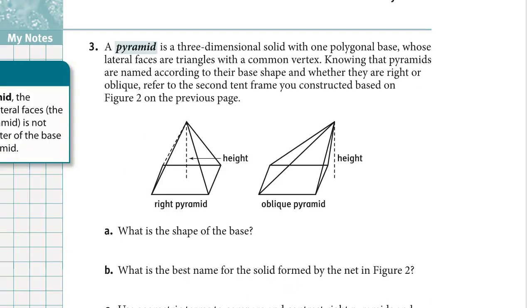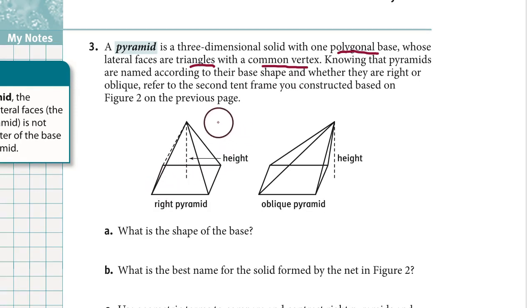The second net from the other page of this packet folds up into a pyramid. A pyramid is a three-dimensional solid with one polygon-shaped base, and the lateral faces are triangles that meet at a common vertex, the top of the pyramid. Pyramids are named according to the shape of their base and whether they are right or oblique.